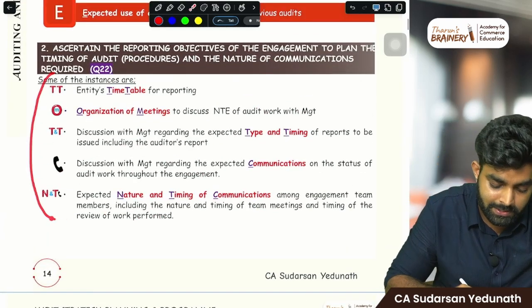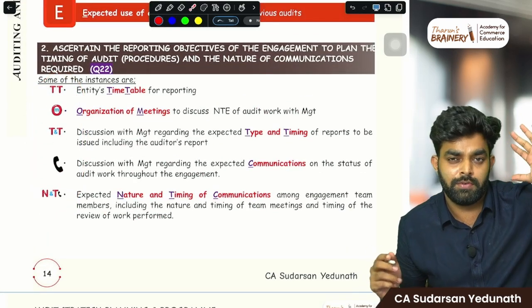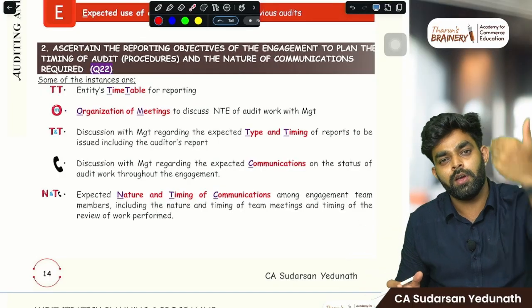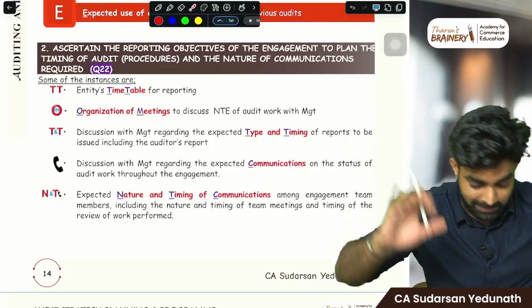Don't overthink this. Just have a picture of this one thing in your head. Take a screenshot. If you don't have the revised audit book, and if you have the revised audit book, well and good. A lot of things like this will be there in the book. Okay, I'm not promoting, leave it.